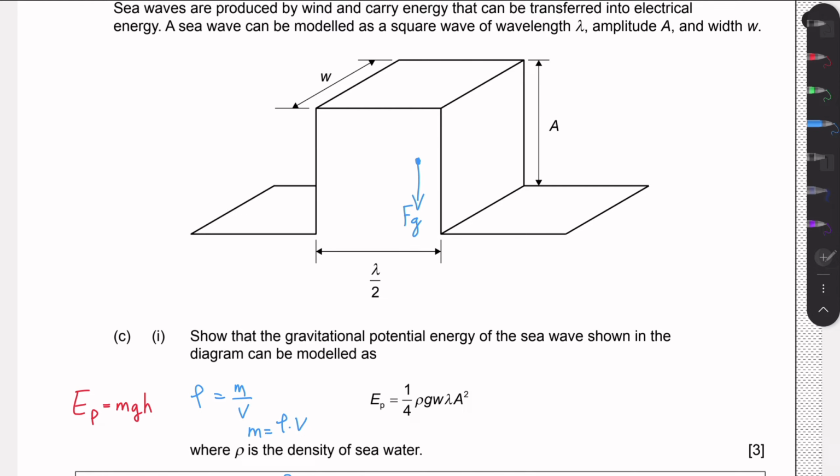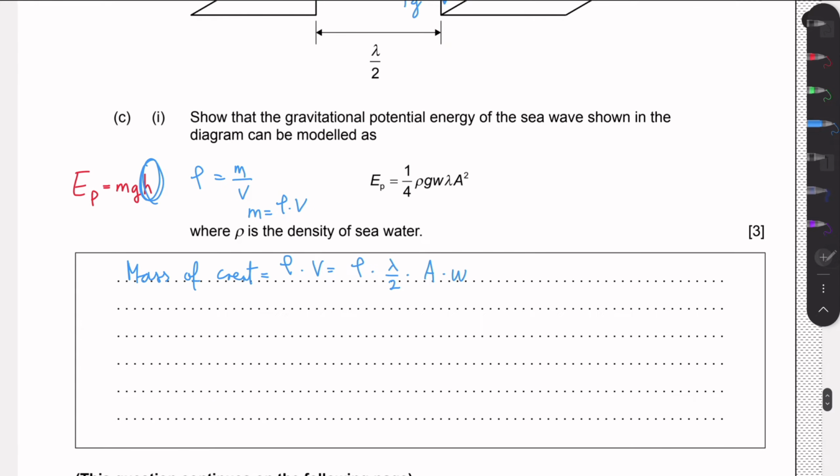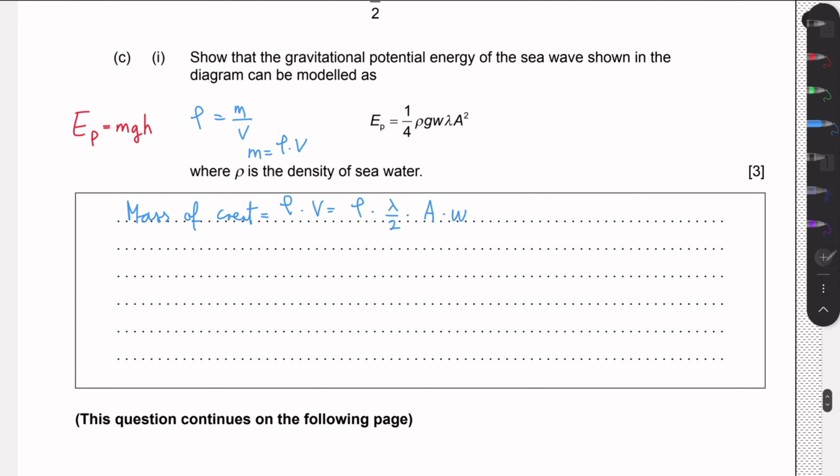So if we calculate the potential energy of this, we need to take the center of mass of this object. And if we look at what height it's at, it's going to be at the height of A over 2, as the entire height is A, and the center of mass should be in the middle. So that will be the height of our crest.